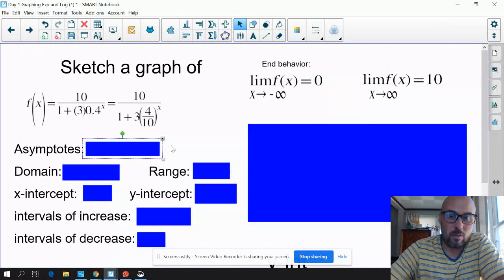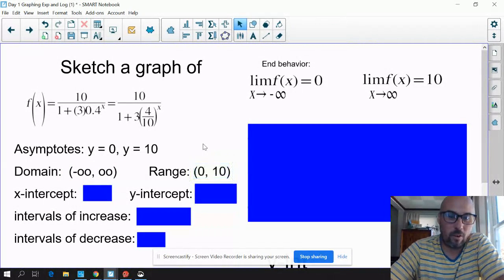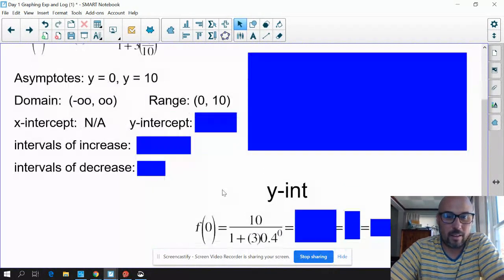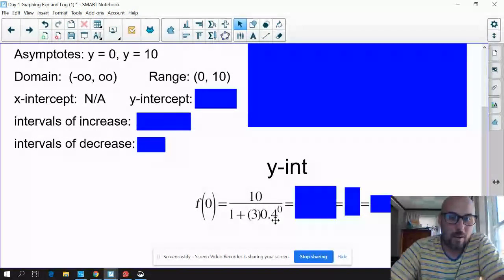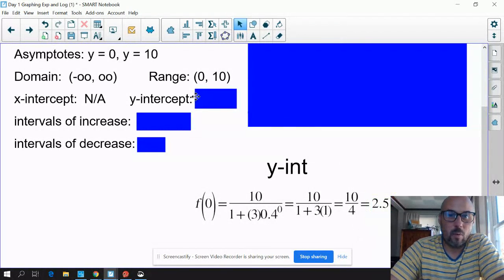And those are the two horizontal asymptotes. The domain is all real. The range is from 0 to 10. There is no x-intercept as usual. But what is the y-intercept? Again, plug in 0 for x. 0.4 to the 0 is 1. So this is 10 divided by 1 plus 3 times 1, which is 10 divided by 4, which is 2.5. So the y-intercept is (0, 2.5).